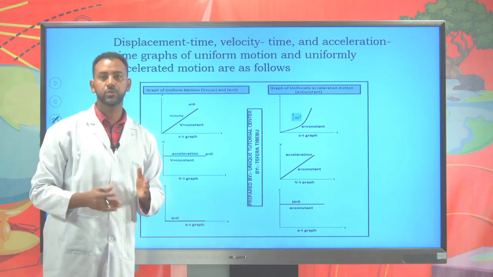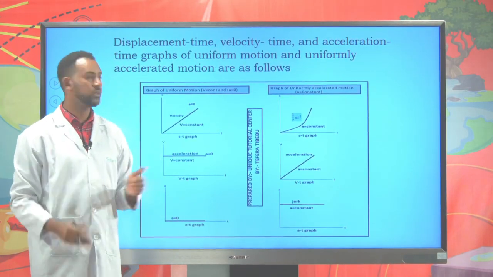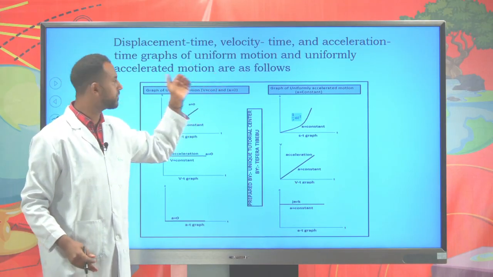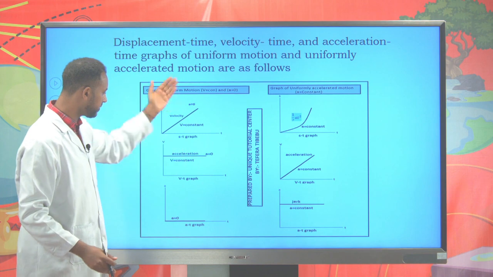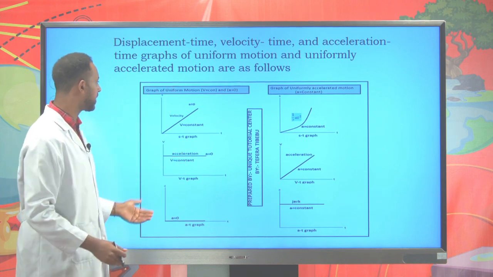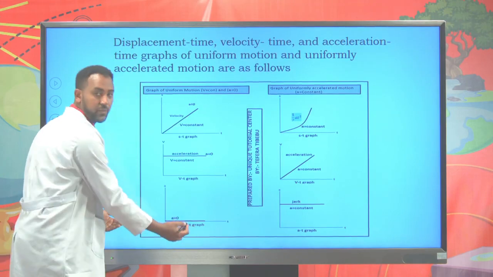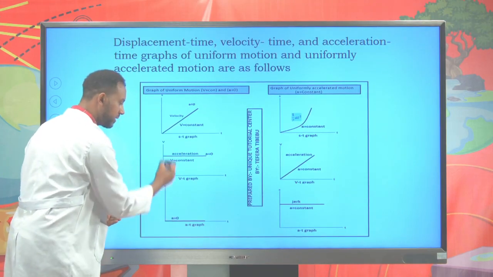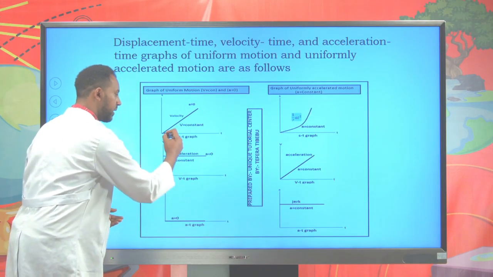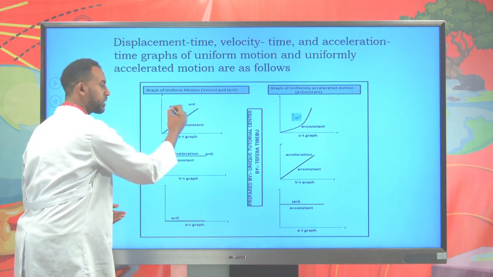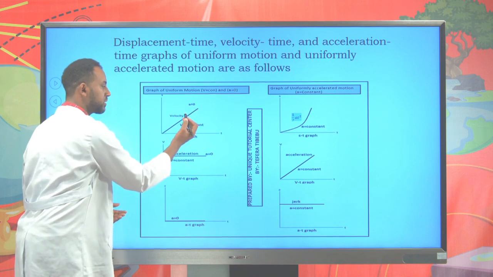It's also possible to represent motions using graphs. We do have a displacement-time graph, a velocity-time graph, and it's possible to have an acceleration-time graph, so we can have such a graphical representation. For a uniform motion, we have said that acceleration is 0, and the velocity remains constant. In the displacement-time graph, the slope shows us the velocity, and the slope remains constant.